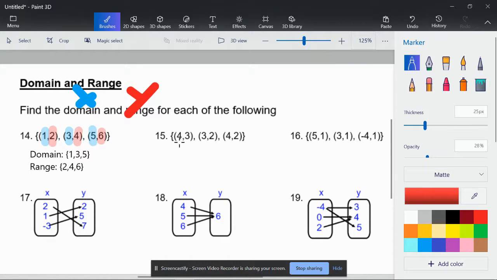So for 15, if I'm looking at my x values, let's use blue again. My first point here is 4, 3. My x value is 4. For my second point, 3, 2, my x value is 3. And for my last point, 4, 2, my x value is 4. All right, so we found our x values. Let's do the same thing and find our y values. Our first y value here is 3. The second y value for this point is 2. And my last y value here is also 2.